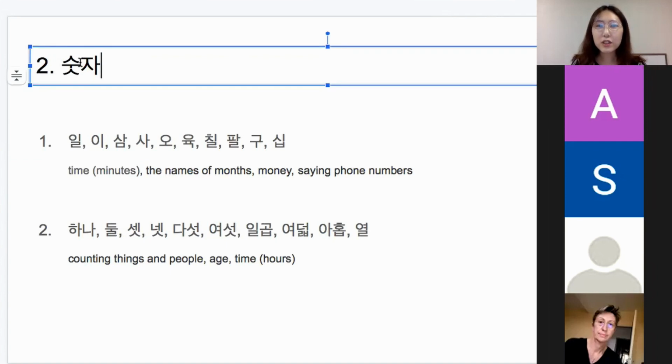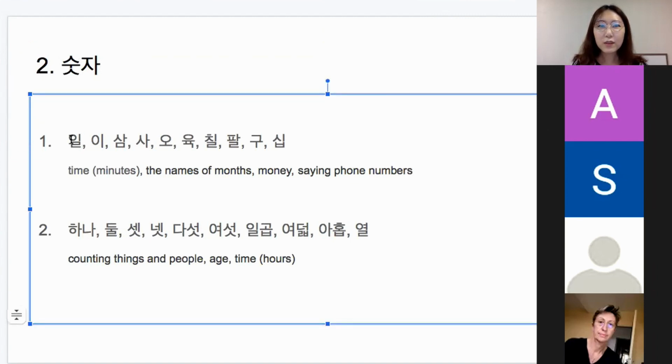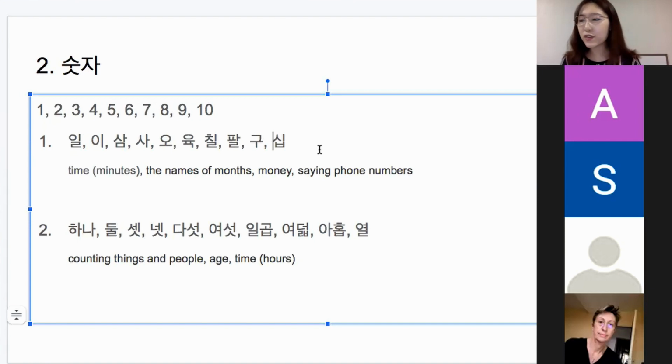Numbers. There are two ways of speaking Korean numbers. Here, we call 1, 2, 3, 4, 5, 6, 7, 8, 9, 10. We read these numbers in two ways. First, 1, 2, 3, 4, 5, 6, 7, 8, 9, 10. Is it too long for you?